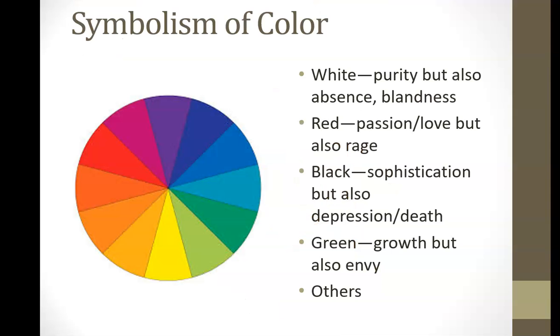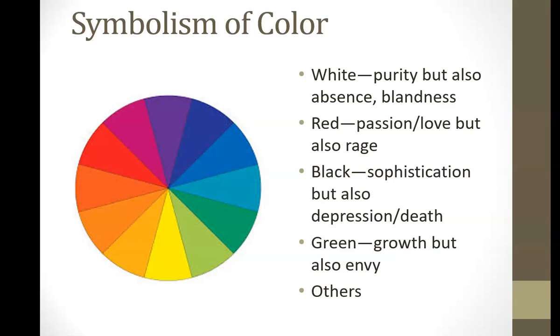Finally, let's talk briefly about the symbolism of color, and then we're going to apply all this to one poem. Notice that colors can work in a variety of ways. For example, white, which is often not considered a color, but white can symbolize purity, okay? But it can also be the absence of color, and it can be bland, and it can be dull. It can symbolize something that's really dull because there's no color to it.